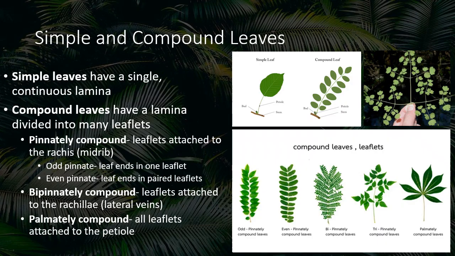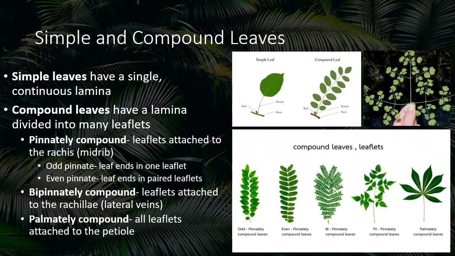In a bipinnately compound leaf, we're basically dividing a compound leaf again into even smaller leaflets. In this case, we refer to the midrib as the rachis, and then the small lateral veins as rachilla, as a rachilla or rachillae is plural. And so rather than having the leaflets attached to the rachis, which is the midrib, they are attached to lateral veins called rachilla. And so bipinnately compound leaves are very, very much more structurally complex.